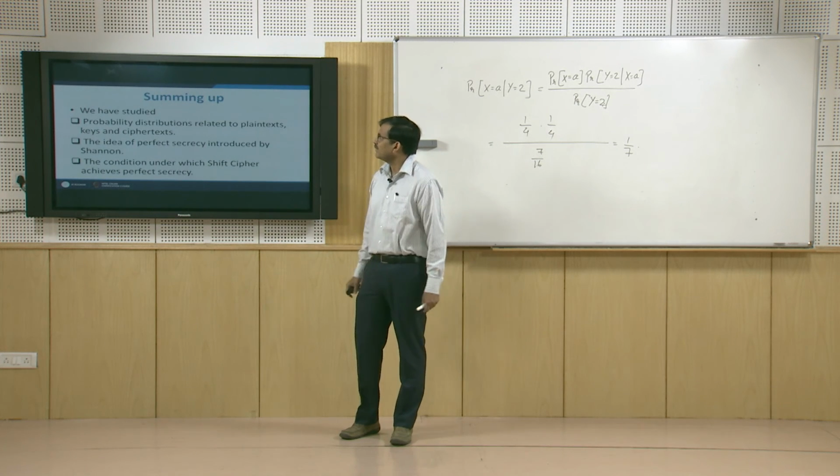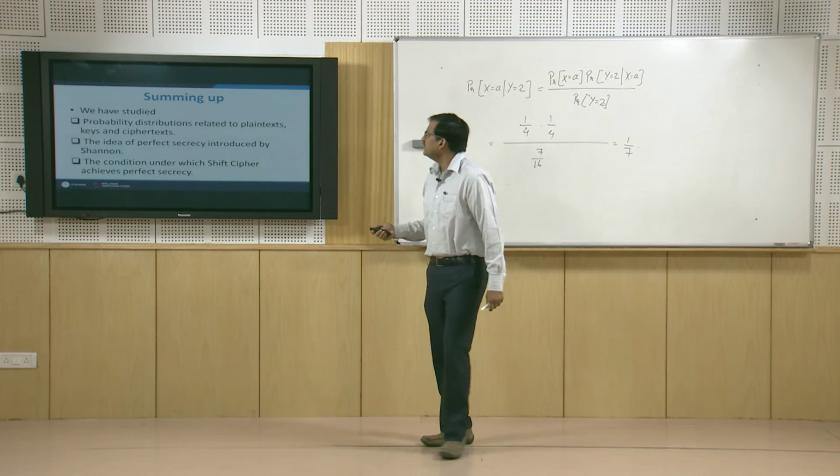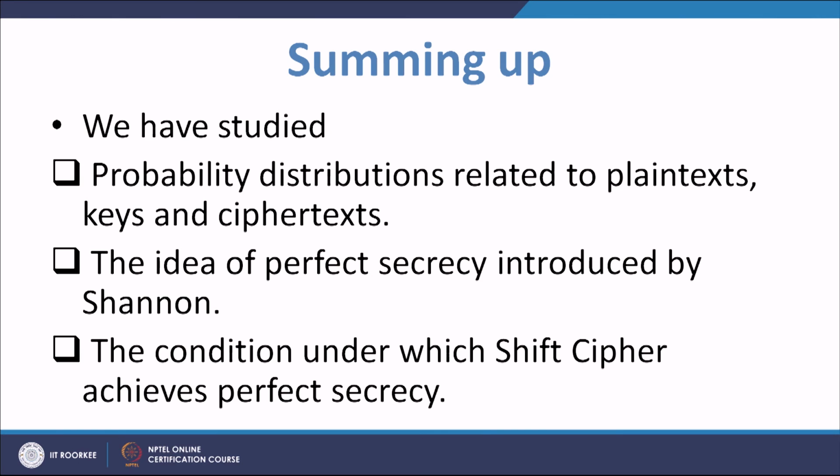So, summing up, in this lecture we have studied probability distributions related to plaintext, keys and ciphertext, and we have studied the idea of perfect secrecy introduced by Shannon, and finally we have studied the condition under which shift cipher achieves perfect secrecy.